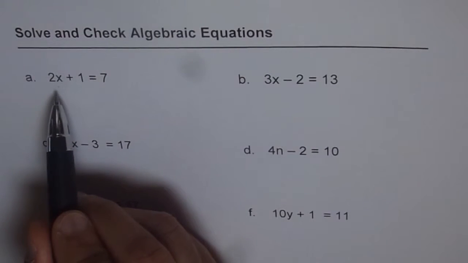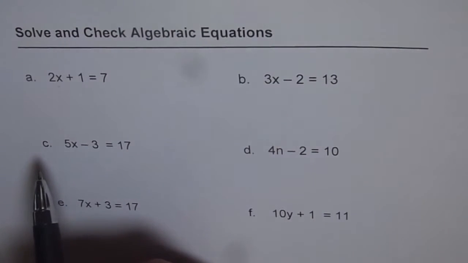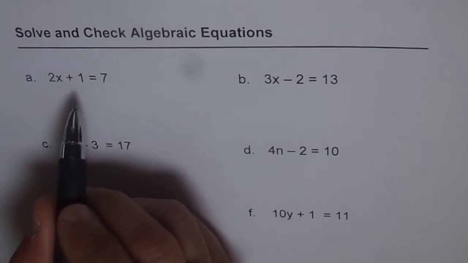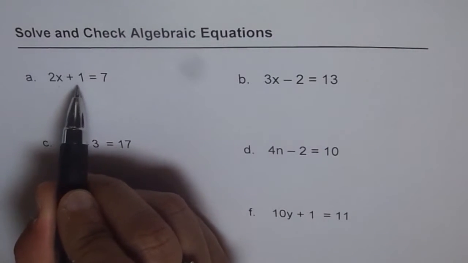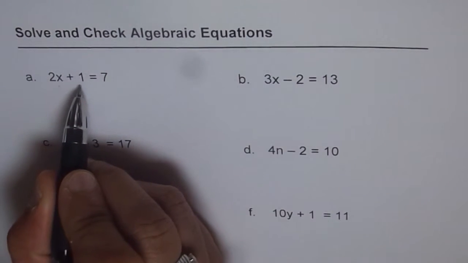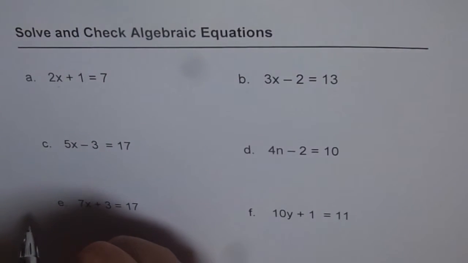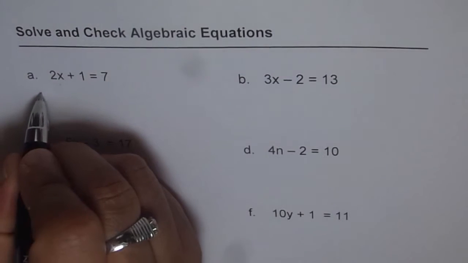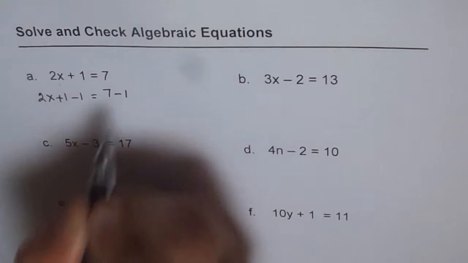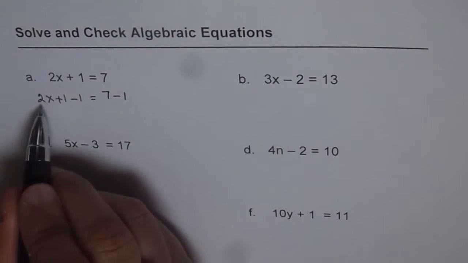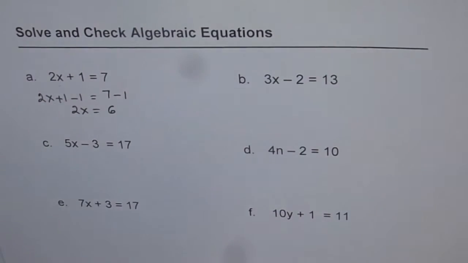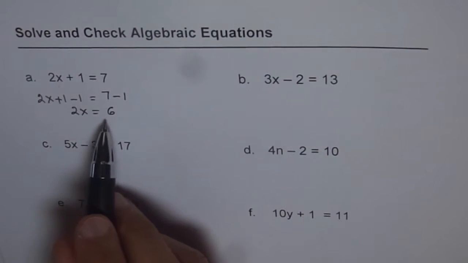Now we need to solve, which means find the value of x so that the left side is equal to the right side. Now the very first step should be to get rid of the number 1, the constant, which is in addition to the variable term. So to get rid of plus 1, we should add minus 1 on both sides. So the first step should be, we should do 2x plus 1 minus 1 equals 7 minus 1, correct? So when you do that, you are left with 2x on the left side and 7 minus 1 is 6, which is on the right side. So you get 2x equals 6.